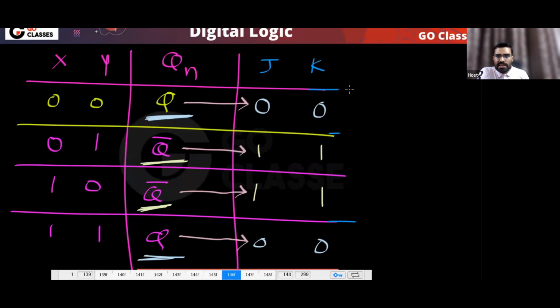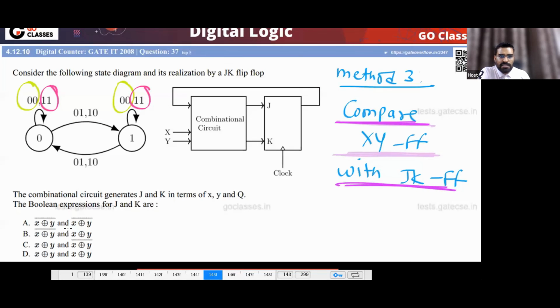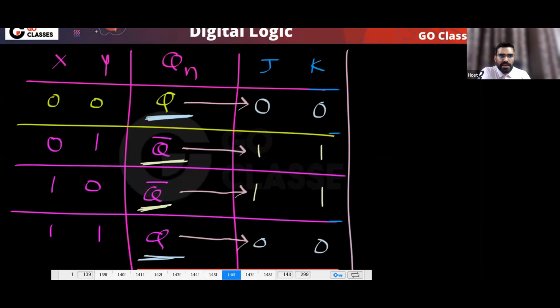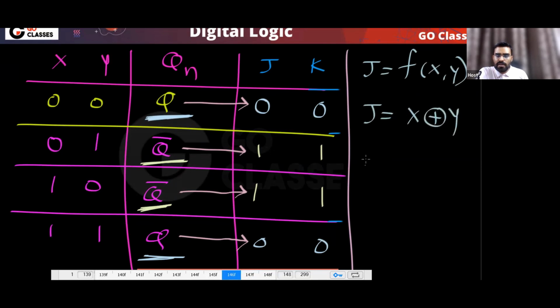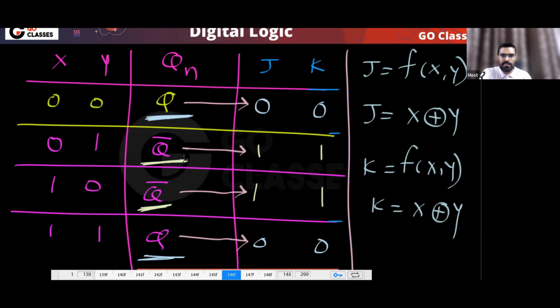What is the question asking? The question is asking for j in terms of x comma y. So j in terms of x comma y will be x XOR y. And k in terms of x comma y is also XOR. This is your method number 3.